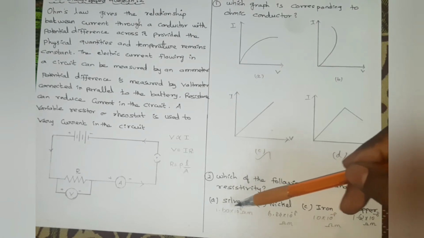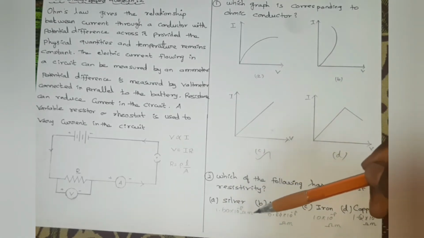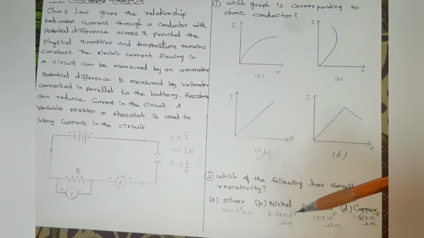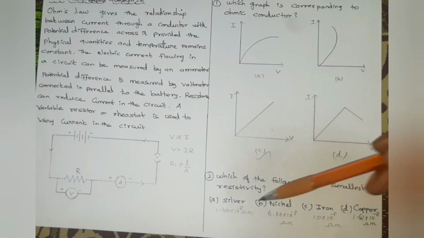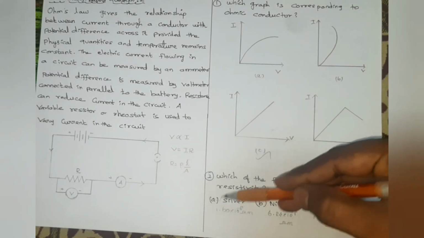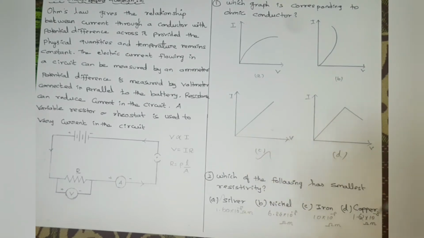Silver has 1.6 into 10 to the power minus 8 ohm meter, because the SI unit of resistivity is ohm meter, right? Nickel has a resistivity of 6.84 into 10 to the power minus 8 ohm meters, iron has a resistivity of 10 into 10 to the power minus 8 ohm meters, and copper has a resistivity of 1.62 into 10 to the power minus 8 ohm meters. Keeping all these values in mind from the table will be quite tough, but at least we need to know which has the highest and least resistivity values. So guys, by looking at these we can get it, the option is A, right? Most probably everyone will think of copper, but copper is a wrong answer and silver is the correct answer, right?